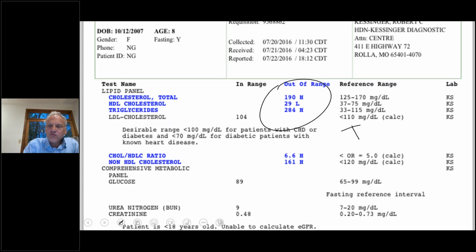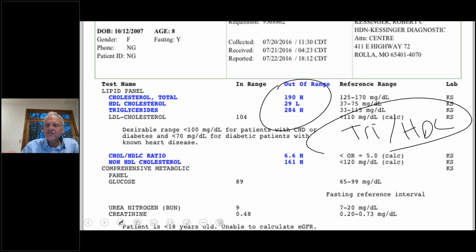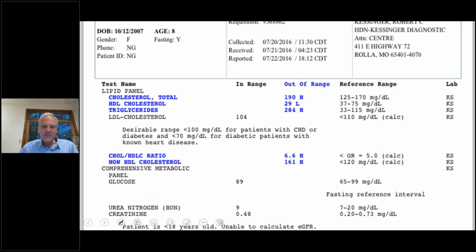So remember, the triglyceride to HDL ratio is going to show us about insulin resistance. And it should be lower than 3.0. And if you look at 284 divided by 29, that's about 10. So she's over 3 times what she should be. And she is overweight, and she's got insulin resistance, bad, right?